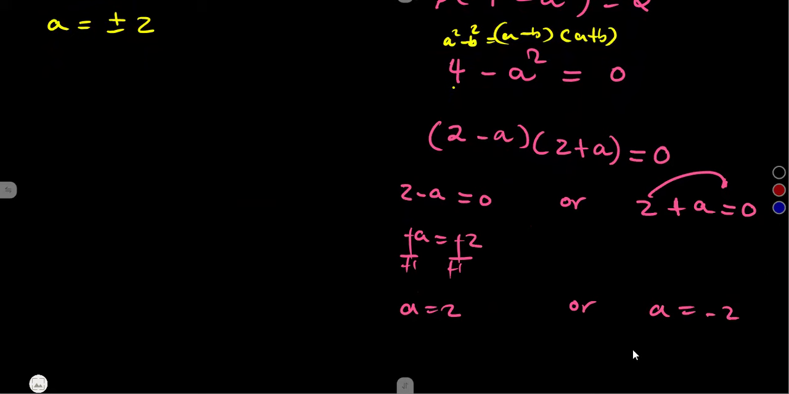So these are the possible values of a that we are going to have for us to have equal roots. Our a can be positive 2 or a negative 2. Same thing that we obtained, plus or minus 2. This is what we are having.